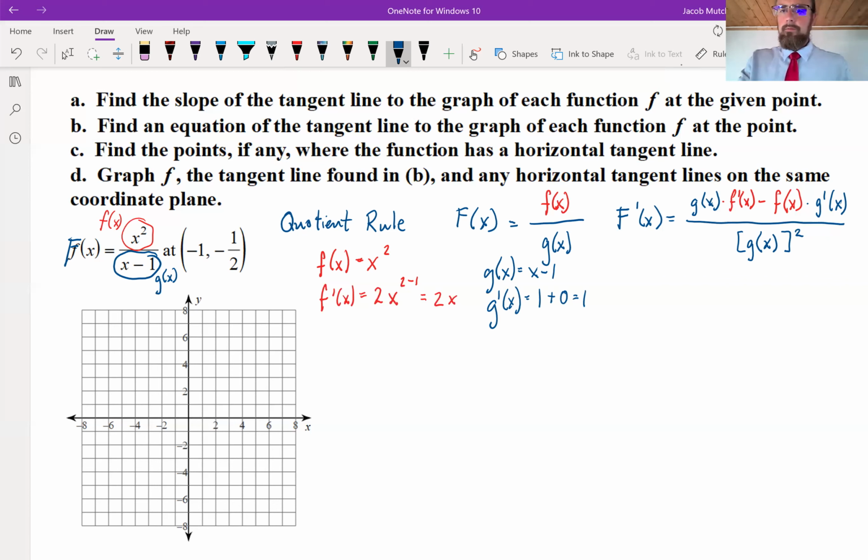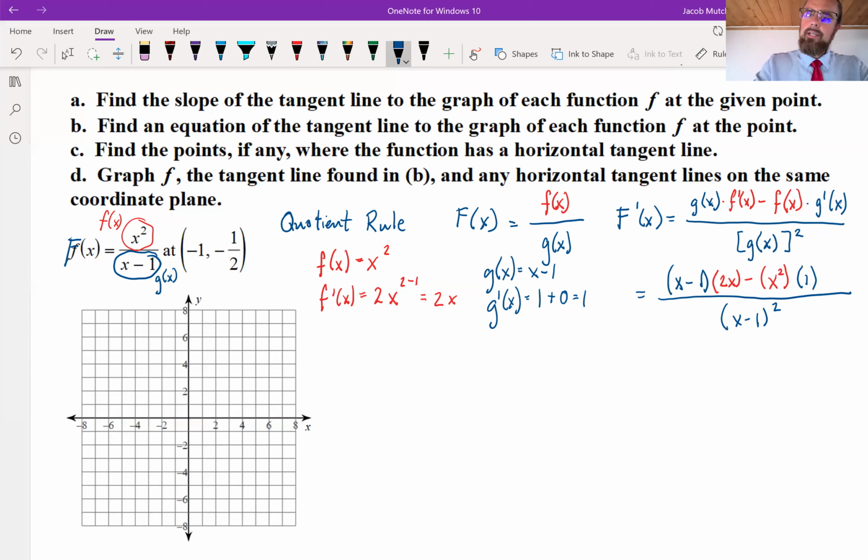So we're ready to fill in here. So let's populate our rule there for the quotient rule. So the original function g of x, I'm just substituting based on my labels, is x minus 1. The derivative of f of x is 2x. Original f of x is x squared. And then the derivative of g of x we found to be just 1. Now that's all over g of x squared, so x minus 1 squared.